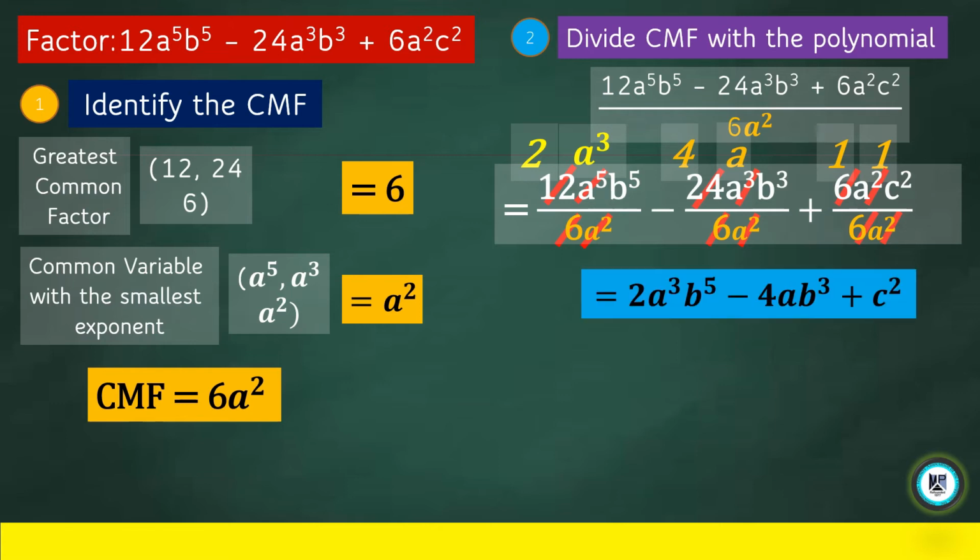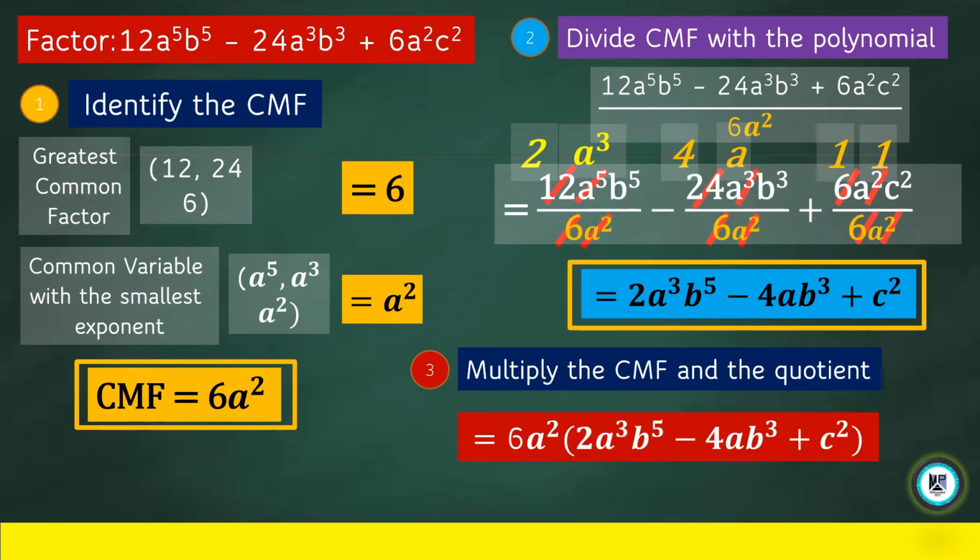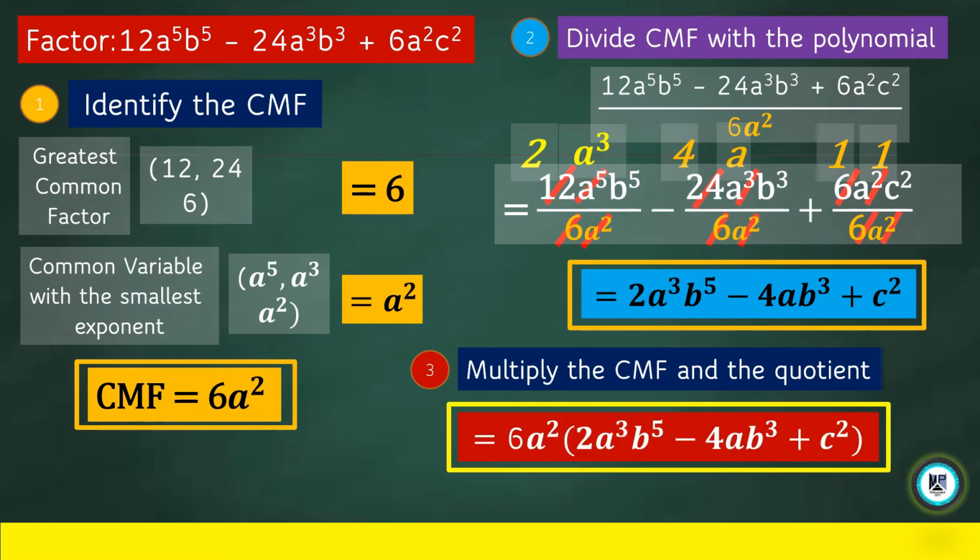We work on it by regrouping, and then we simplify like terms accordingly. Our quotient is equal to 2a cubed b to the fifth minus 4a b cubed plus c squared. For our last step, we combine by multiplying the common monomial factor and the quotient derived. Our final answer is the product of 6a squared and 2a cubed b to the fifth minus 4ab cubed plus c squared. And we are done with our examples.